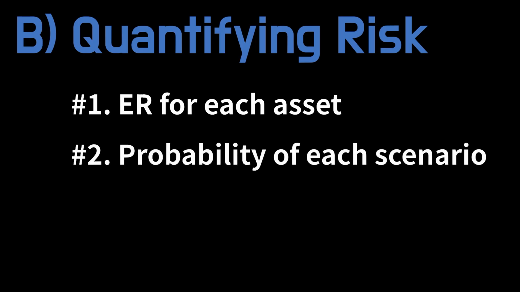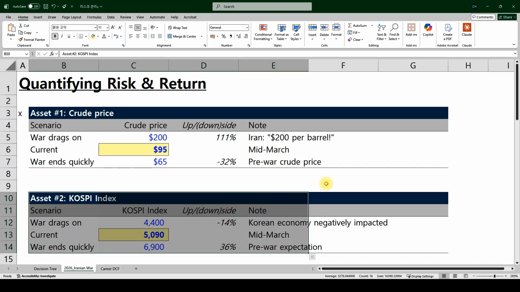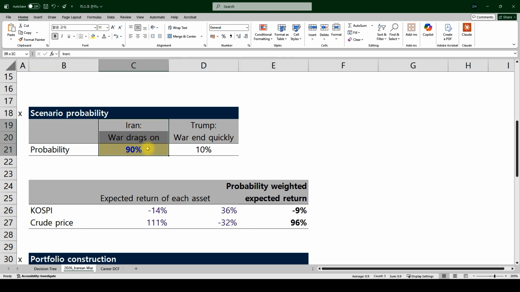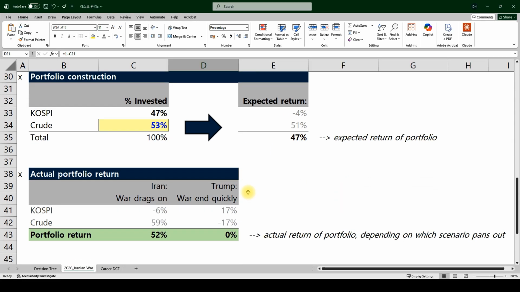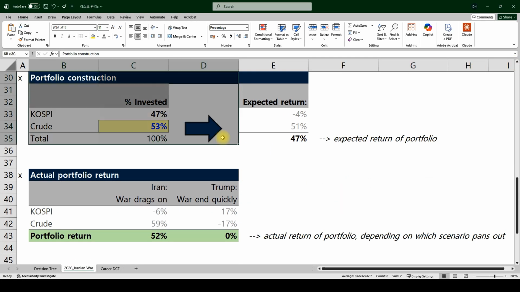And then move on to the second step, which is getting the probability of each scenario panning out. In this case, for this example, I used that we have 90% conviction that the war will drag on for long term. And since we just have two scenarios, there's 10% chance the war will end quickly. And the third thing we need to do is decide how much we're going to invest in each asset. And we can do this by using this portfolio construction section.